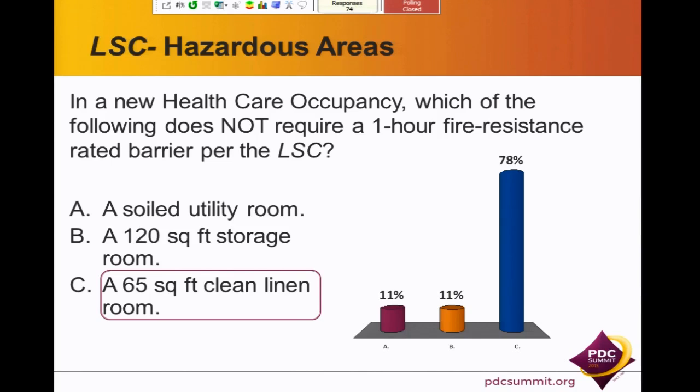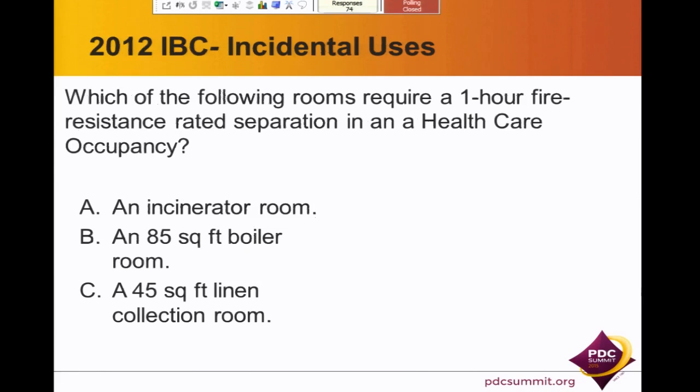But who's storing waste in a clean linen room? What hospital is that? No, I'm kidding.